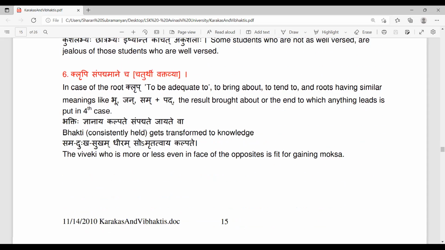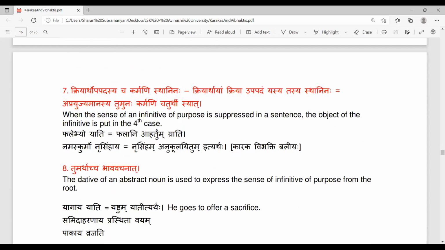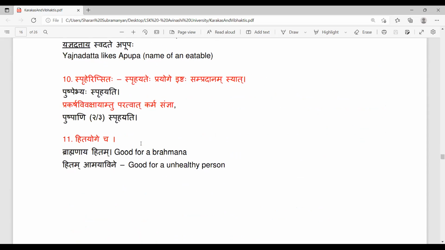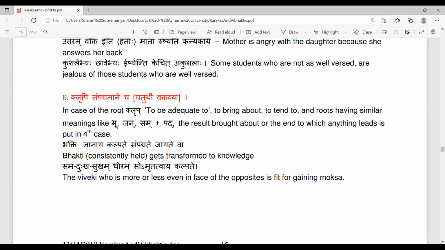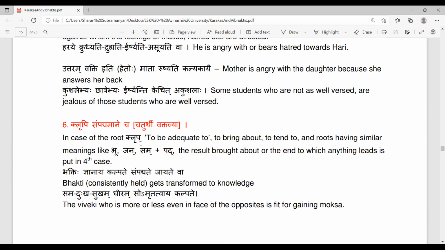Then the next one, I think we can go with that. This goes on. So many Chaturthi are there. Please learn as much as possible. Then klipi sampadyamane cha chaturthi vaktavya. In the case of the root klip, to be adequate to bring about, to tend to, and roots having similar meanings like bhu, jan, sam plus pad, the result brought about, or the end to which anything leads, is put in the fourth case.